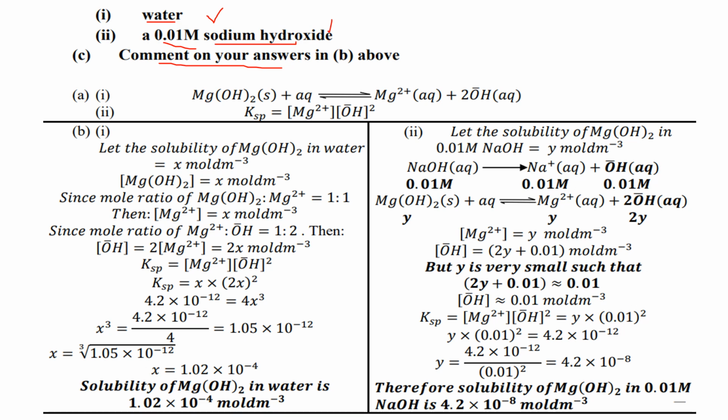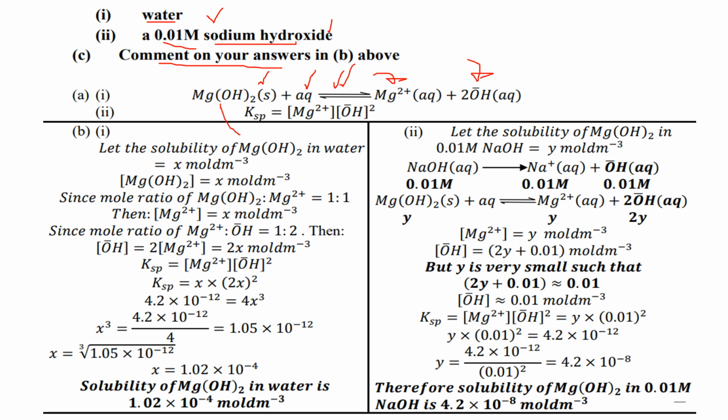So part A, writing the expression for the solubility equation. We write magnesium hydroxide, being a solid, plus the aqueous condition to get our saturated ions, which is magnesium ions and then the hydroxide ions. Always don't forget that whenever you write a solubility equation, arrows must be reversible.